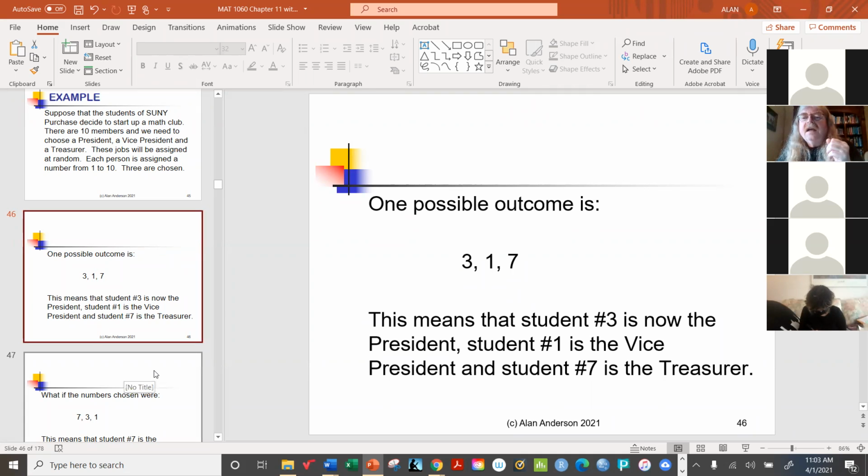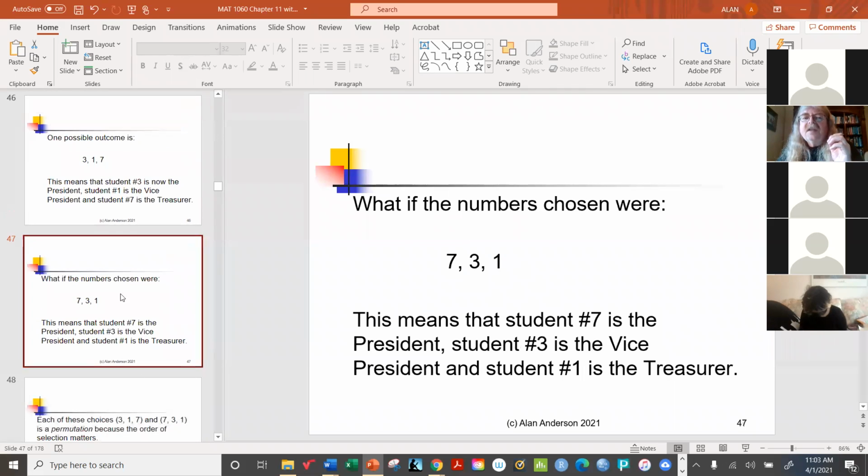What if instead I had chosen the same 3 numbers, but instead of 3, 1, 7, I picked them in this order: 7, 3, and 1. So you can see this matters a great deal because now student number 7 is the president, student number 3 is the vice president, and student number 1 is the treasurer. So what we're saying here is that these all represent permutations because the order in which I select the numbers matters.